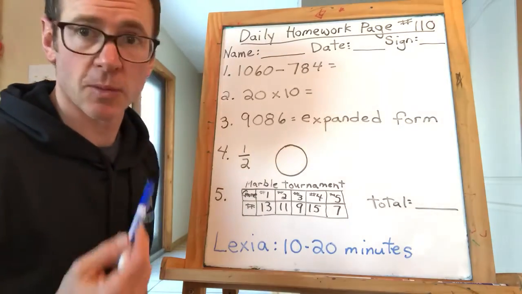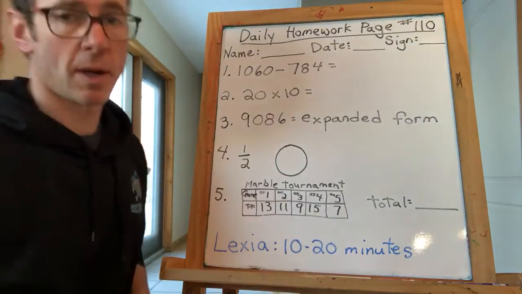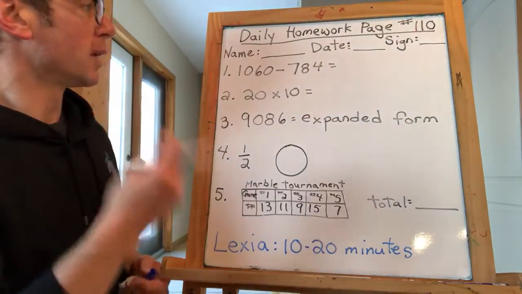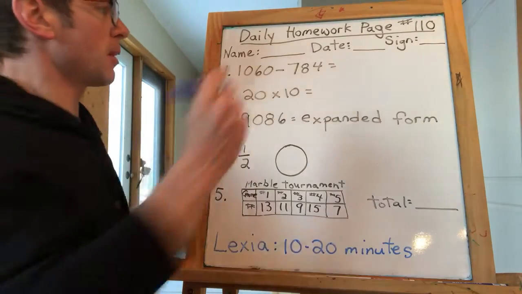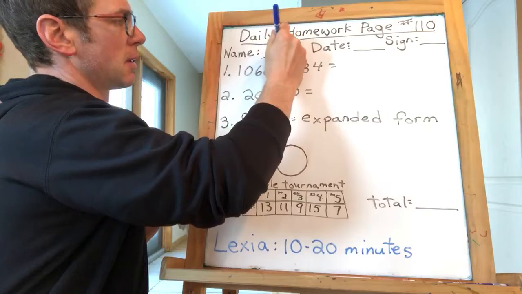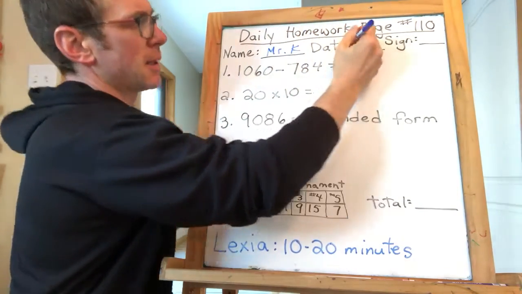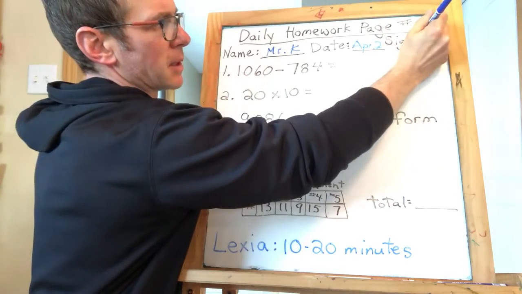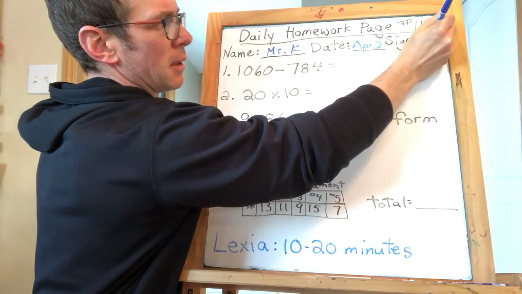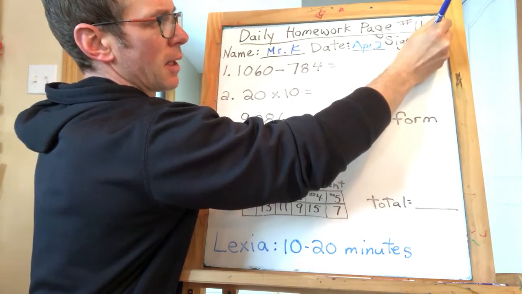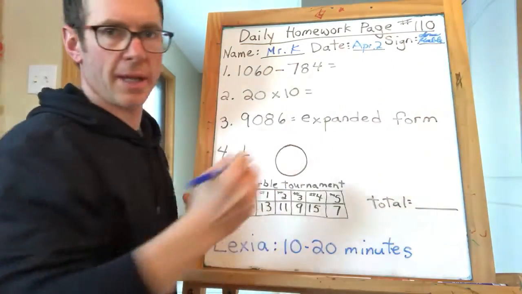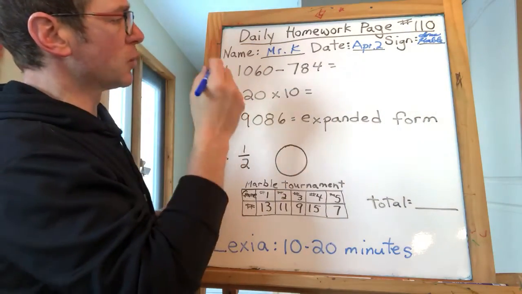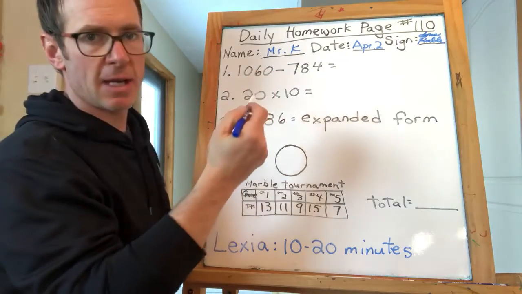Hi guys, I just want to talk about daily homework page number 110. So when you get this page, first thing you need to do is put your name on it. Today's date is April 2nd. And I didn't leave myself much space, but put your name in nice, neat cursive writing. Work on that.